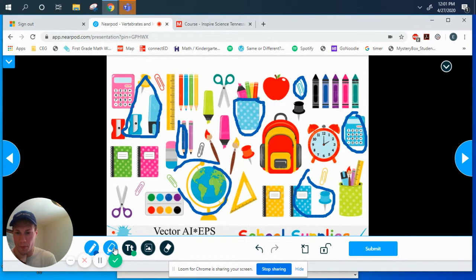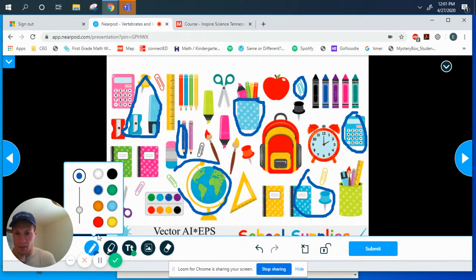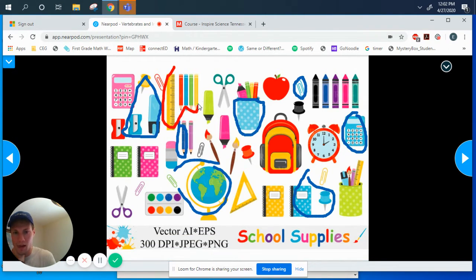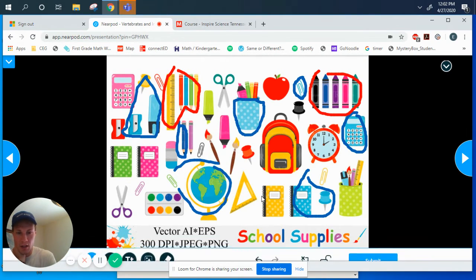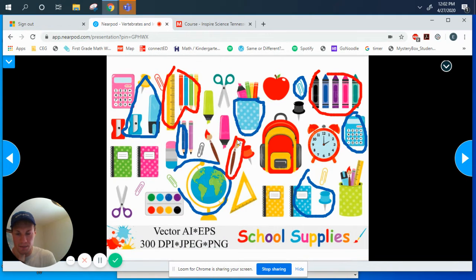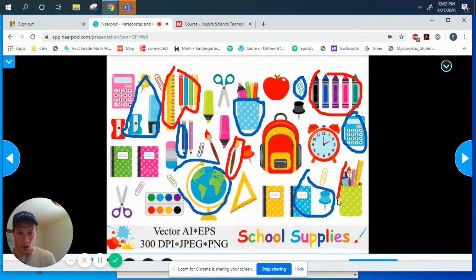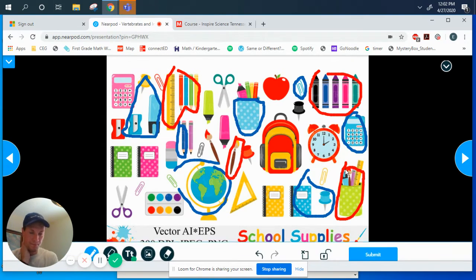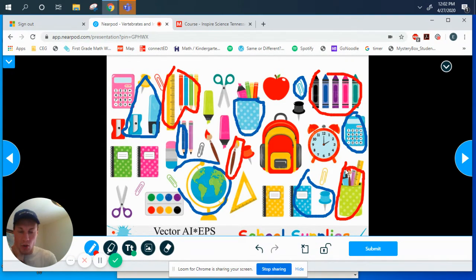Well, I can see another group I'm going to do. I'm going to do this one red. I noticed that these are all kind of long and skinny. So I'm going to make another group. Long and skinny. And there's more ways you could even sort these things. So that's just a couple ideas of how you might sort these school supplies. Like I said, please write yours down on a piece of paper if you're not doing the Nearpod lesson.